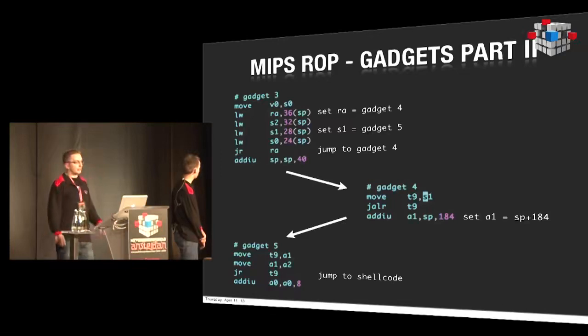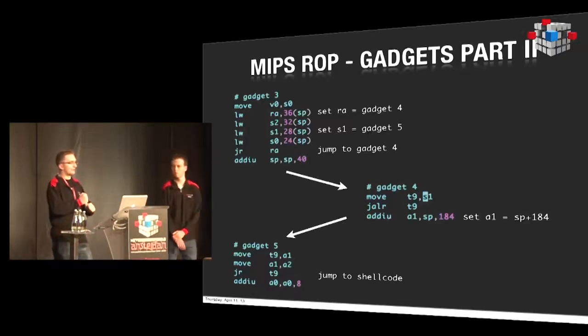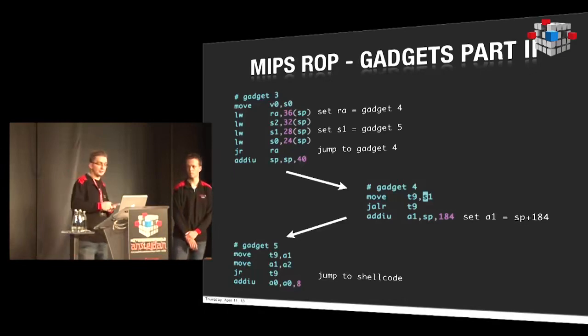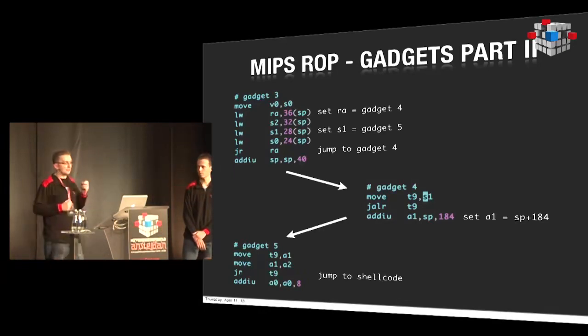In gadget 3, we load a bunch of more values from the stack. Basically, we set up the RA register to contain the address of gadget 4, S1 to contain the address of gadget 5, and then we reach a jump instruction, which will jump to RA. So we now reach gadget 4. At gadget 4, we put S1 into T9. So T9 now contains the address of gadget 5, and we jump to gadget 5.